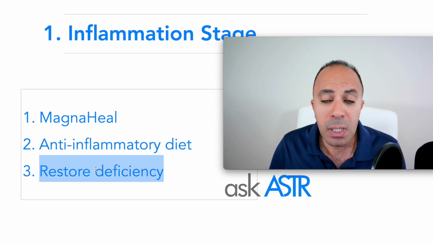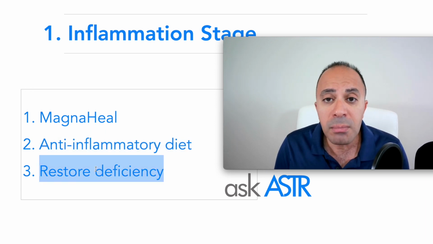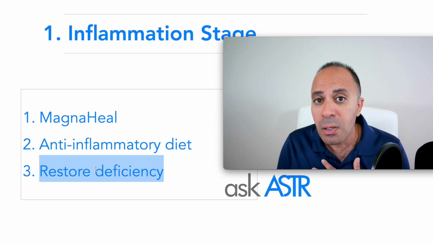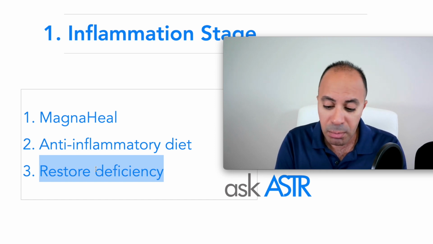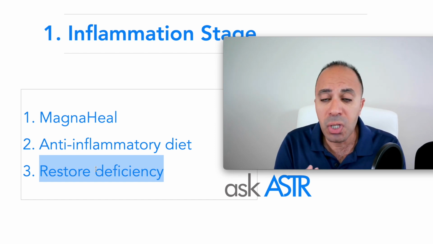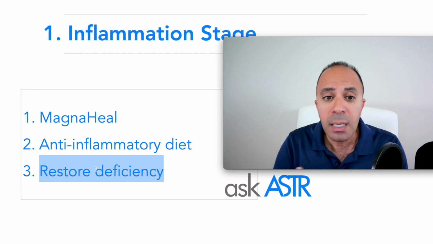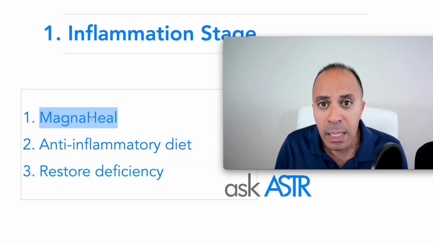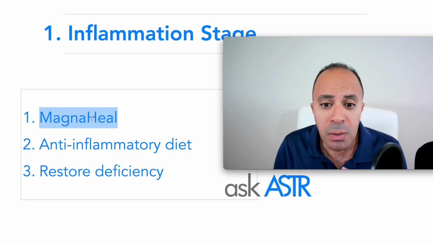The other important element that's extremely overlooked by healthcare providers is deficiency. A lot of these patients, and I personally saw it, have D deficiency, B deficiency, magnesium deficiency, hormonal imbalance. If you have those deficiencies, the Magna Heal is not going to replace your magnesium, your D, or vitamins, minerals, or hormones.